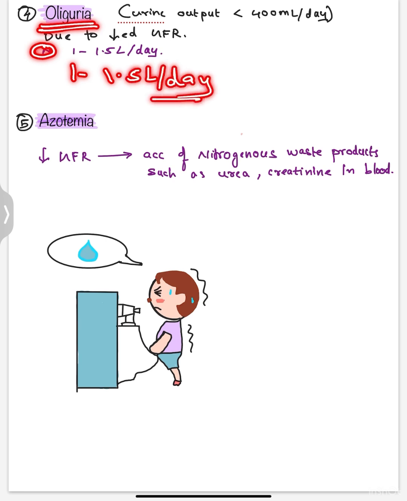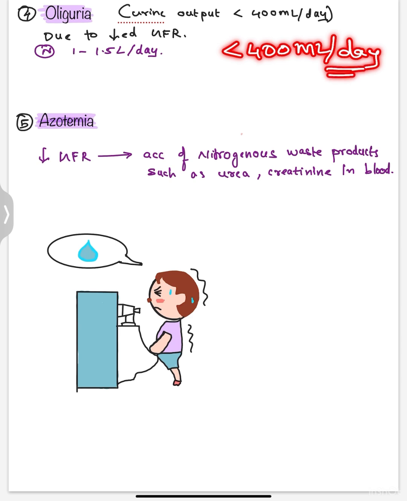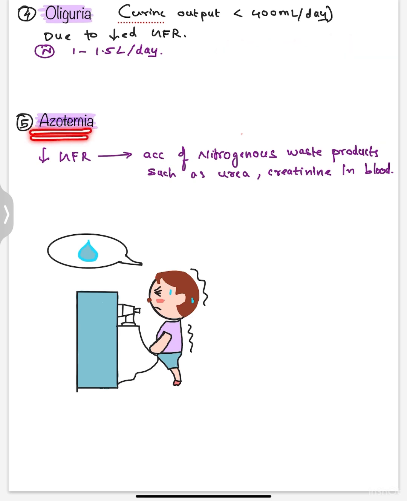Then coming to oliguria, the normal output of urine is 1 to 1.5 liters per day, right? Yes. So what happens? Due to the decrease in GFR, the urine output decreases. Less than 400 ml per day occurs. Then coming to azotemia, as a result of decrease in GFR, there is accumulation of nitrogenous waste products such as urea, creatinine, and blood, leading to azotemia.